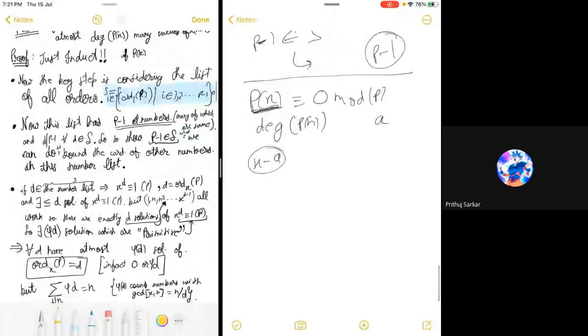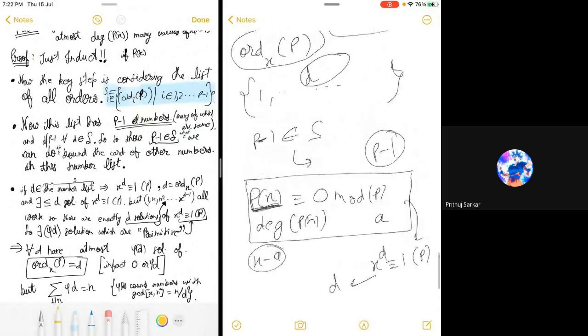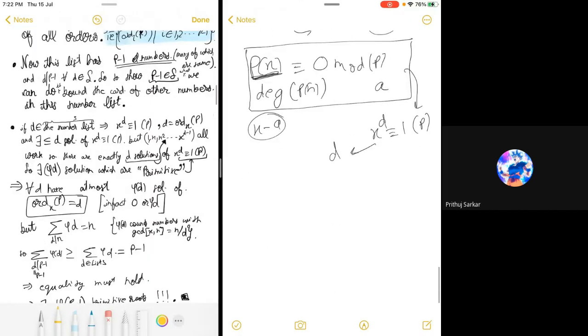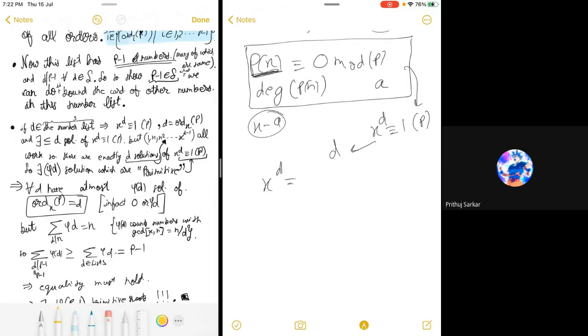Now that we know this fact, we have a bound on the number of solutions of x to the d congruent to 1 modulo p. Precisely, this has at most d solutions. But we want to bound the number of solutions to x to the d congruent to 1 modulo p, with d being exactly the order of x. To do that, notice that if this equation is true for some x, can you find the solutions to this equation? One solution is 1, next is x, then x squared.